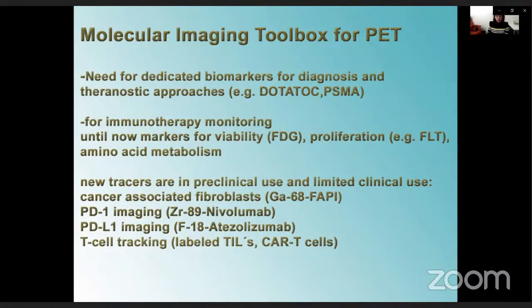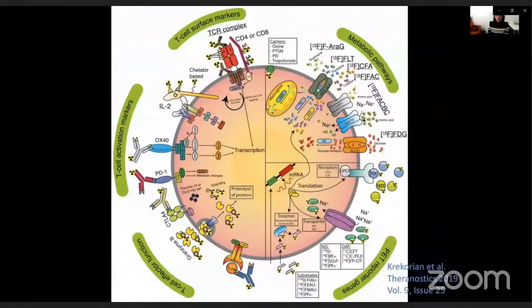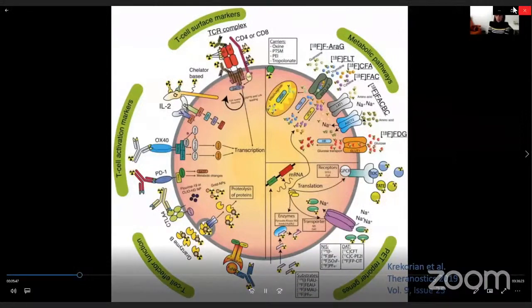What we need besides these tracers are dedicated tracers for the so-called T-cell tracking. T-cell tracking can be done by labeling CD4, CD8, or by labeling CAR T cells, and in order to do CAR T cell imaging. This is a diagram which looks really complicated, but I would like to ask you to focus on the right and on the left side.